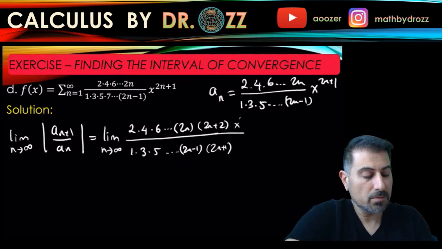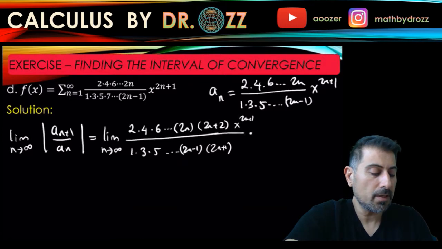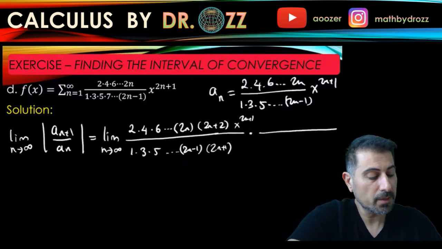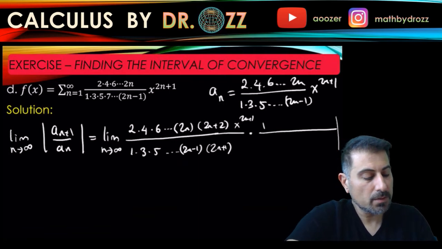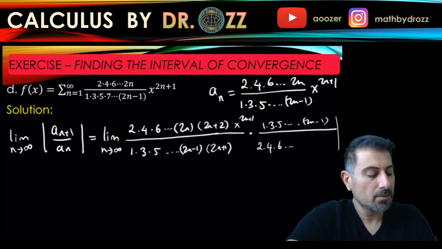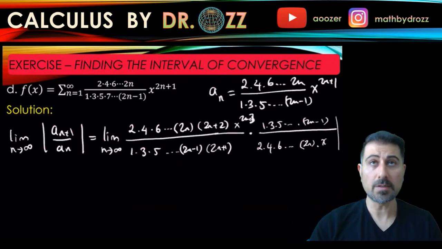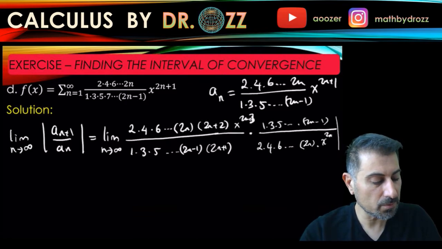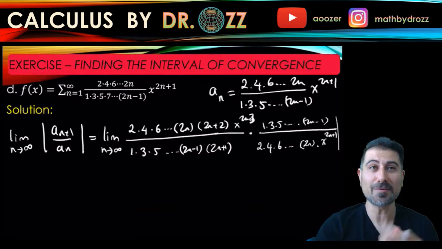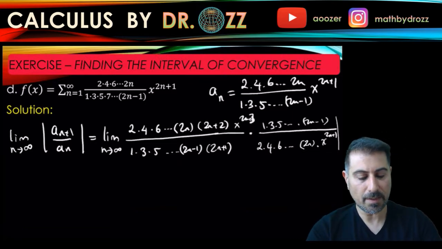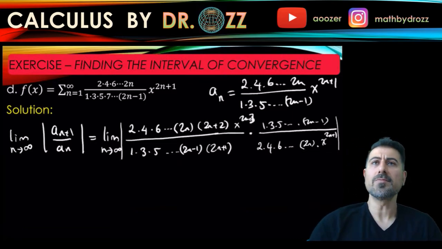And I have x to the 2n plus 1 here, and I'm going to write the flipped version of the bottom, okay? So 1 times 3 times 5 all the way to 2n minus 1, 2 times 4 times 6 times 2n, and x to the 2n plus 3, by the way, right? Because when you write it for n plus 1, it's going to be 2n plus 3. So this one should be 2n plus 1. Okay, you've got to be very careful because you can mess it up easily. And okay, let's put the absolute values back here.